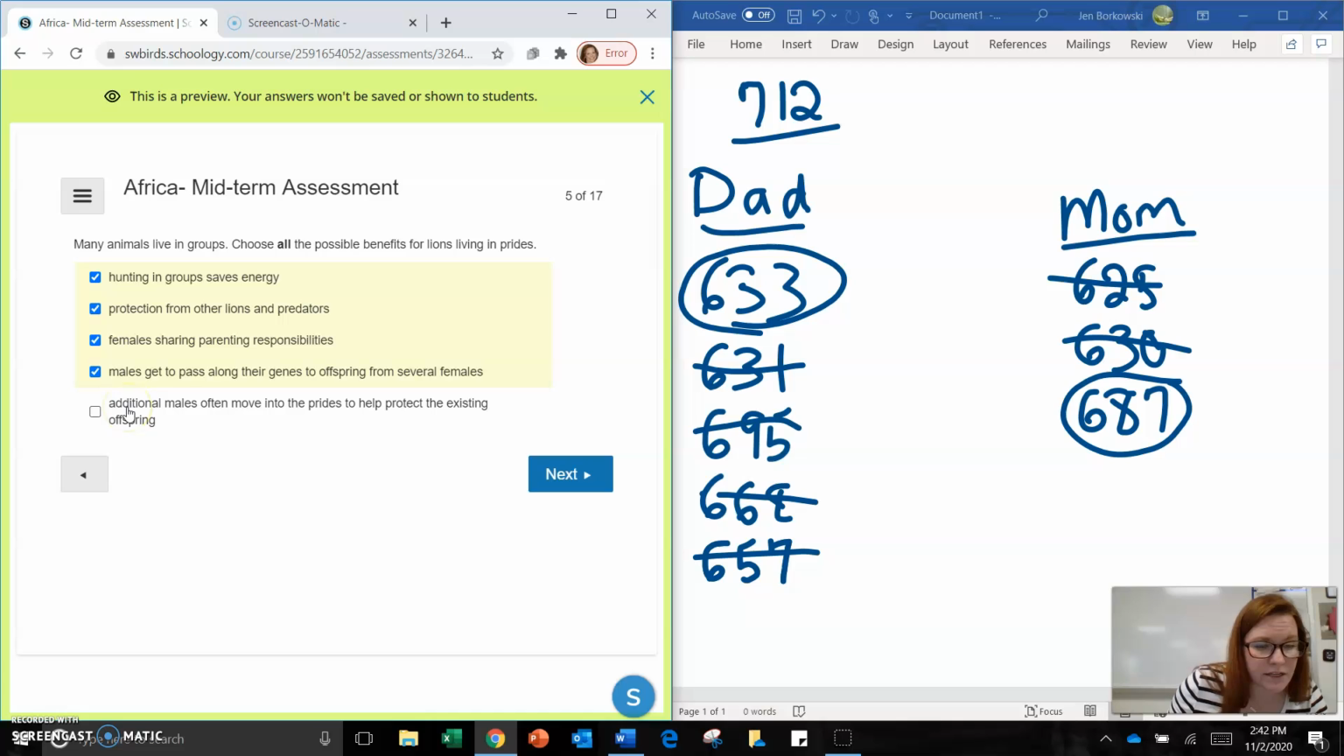Now this one says additional males often move into the pride to help protect the existing offspring. That one is not true because a lot of times what happens is the males try to kill the cubs that don't belong to them. So here's going to be our answer on that one.